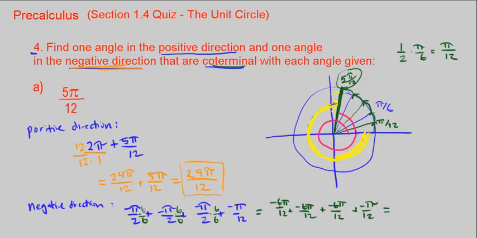Okay, common denominator, now we just add the numerators. Negative 6 plus negative 6 is negative 12, plus negative 6 is negative 18, plus negative 1 pi is negative 19 pi over 12. Okay? So here we have the negative direction angle that's equivalent and it has the same terminal, right? So they're coterminal, meaning they share the same terminal side, okay? So that's the positive and the negative, and let's move on to part B.